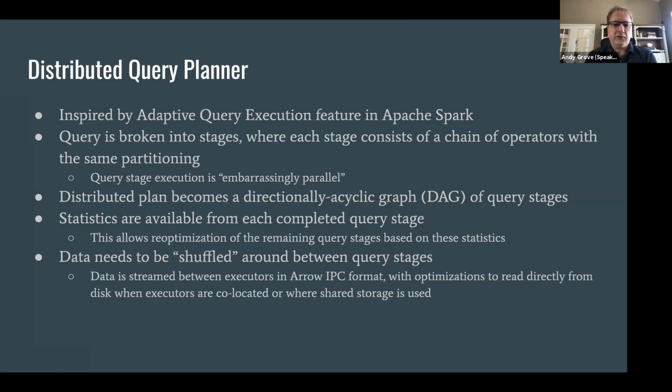One of the advantages of this adaptive approach is that once a query stage is finished, you have really accurate statistics about your data. On a column basis, you'd know min-max values, how many null values, and how many distinct values potentially. And for the query as a whole, you'd know the row count and data sizes. So the beauty of this is that it allows you to re-optimize the remaining parts of the query based on those statistics. You could do things like reorder joins, as one example.